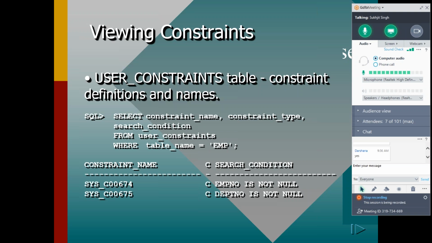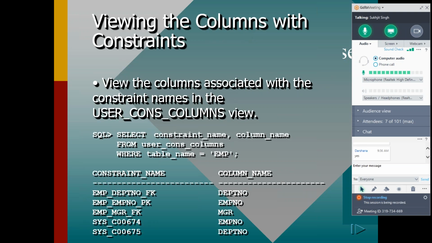The only thing you have to be careful with is if we're using system-defined names, and it's kind of hard to associate. If there's a constraint name like with a 674 value or 675 with the SYS in front of it, who knows what table it's associated with. So in that case, we can use another dictionary called user cons columns, where we can take the constraint name and see what column it might be associated with.